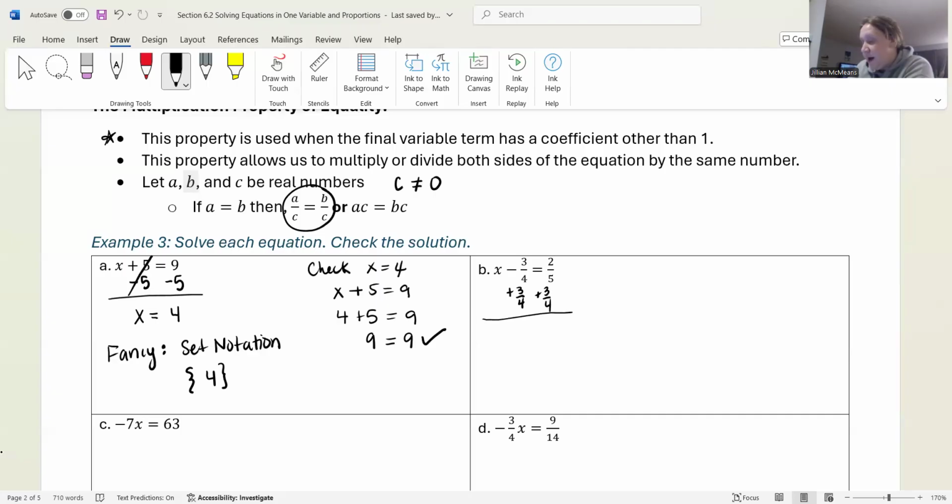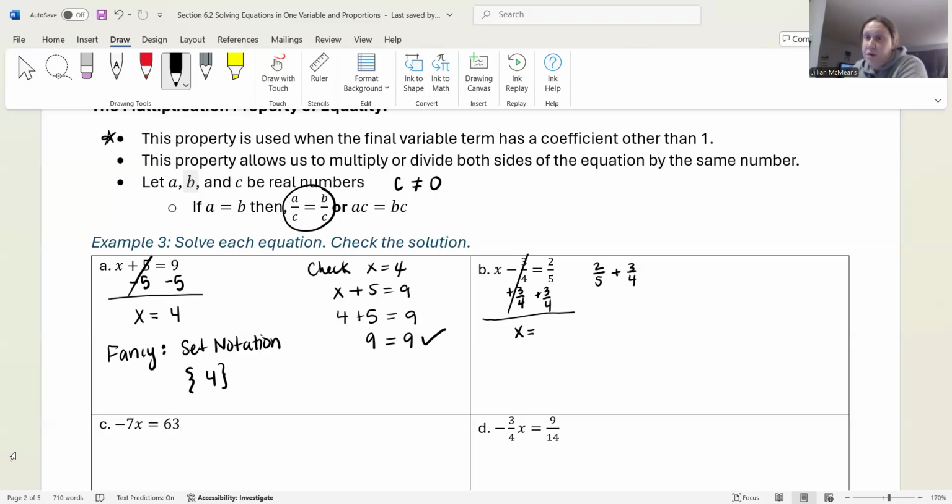And when we do that, on the left, negative 3/4 plus 3/4 is just 0. So again, we get lazy and we say the 3/4 cancel. Just know that when you add them, they become 0, and x plus 0 is x. And then we have to do a little work because we have 2/5 plus 3/4. So what I'm going to do here is show you by hand how we add the fractions, and then we'll go to the calculator and double check. So we have 2/5 plus 3/4.